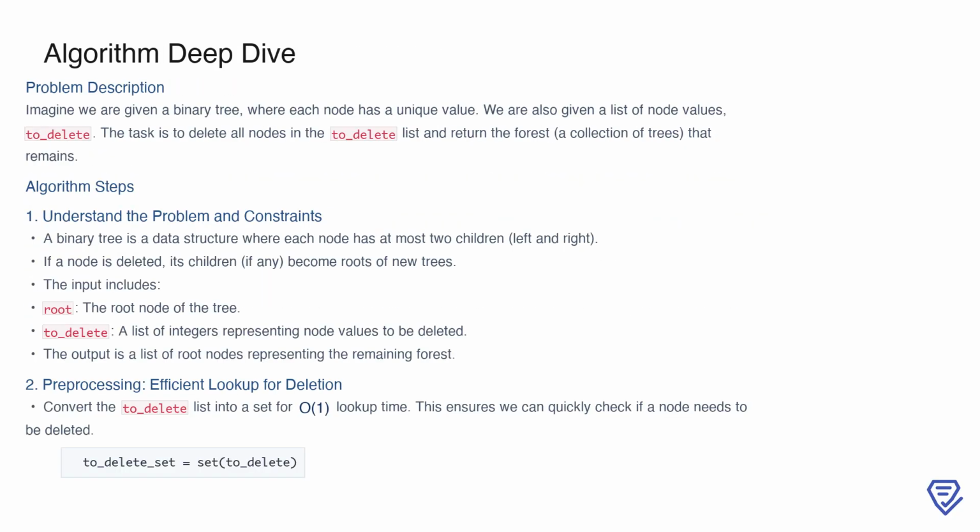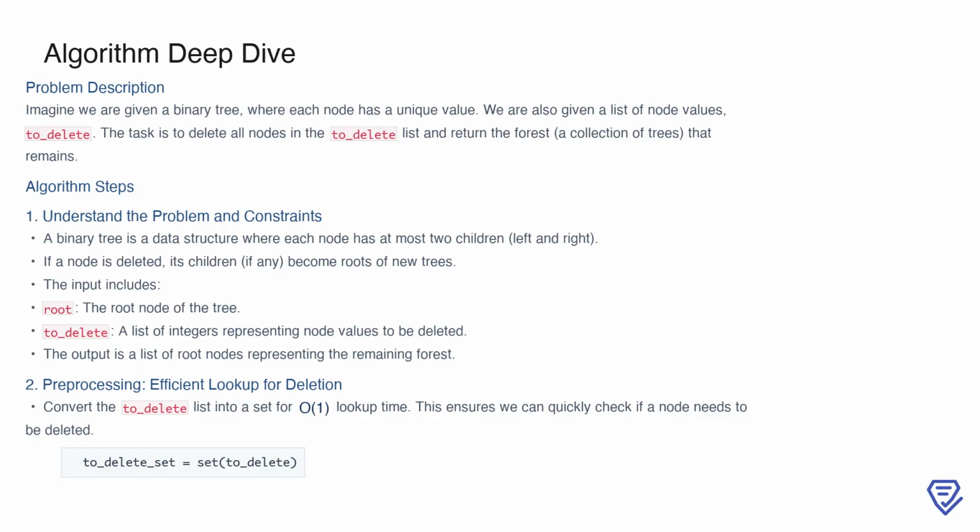In this problem, we are working with a binary tree, where each node has a unique value, and we're tasked with deleting certain nodes specified in a list called to_delete. When a node is deleted, its children, if they exist, become roots of new trees. The input includes the root of the binary tree and the to_delete list, and the output is a list of all root nodes forming the remaining forest.